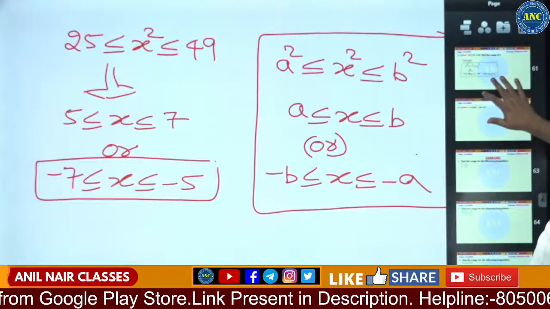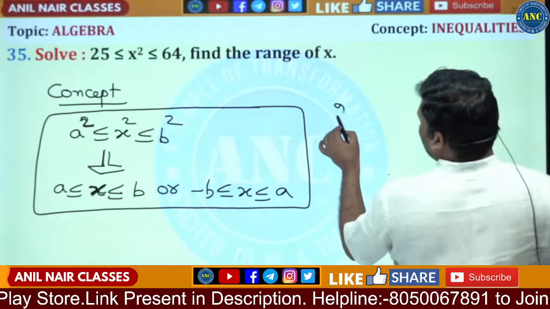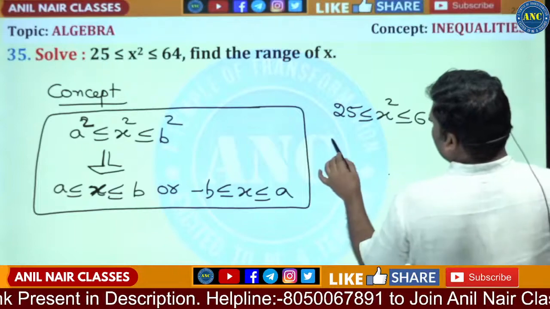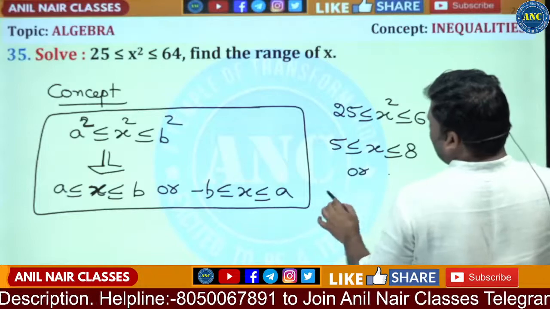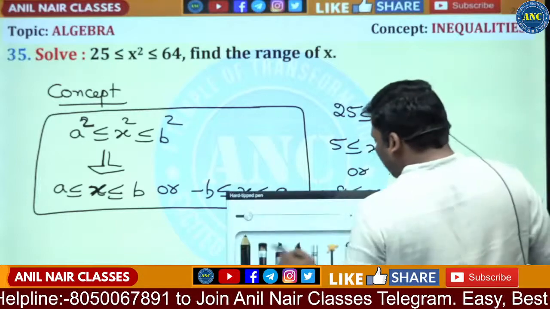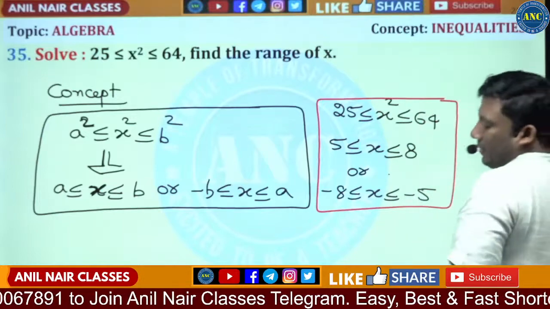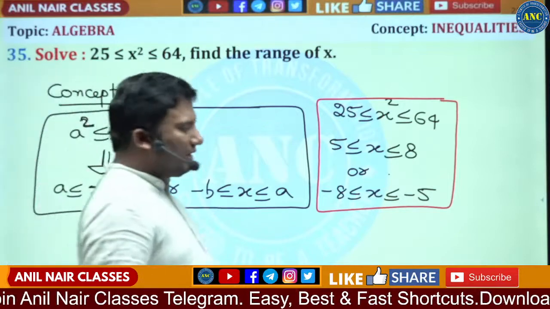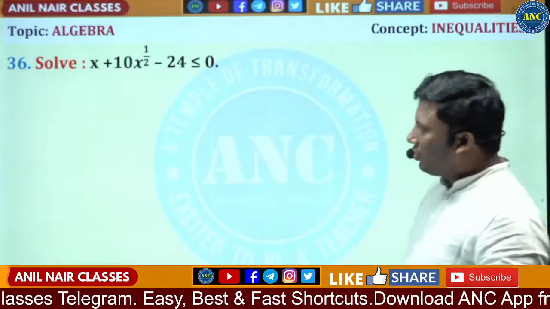Now if you see here, the answer for this question: 25 ≤ x² ≤ 64. So the answer will be 5 ≤ x ≤ 8, or -8 ≤ x ≤ -5. I hope the concept is very, very clear to you. Extremely important topic: inequalities. Next one. This is another very, very good question.